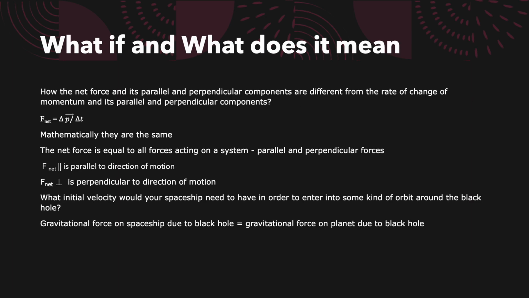So to answer the first question, the net force and the change in momentum are mathematically the same. So F net is equal to delta P by delta t. Net force is equal to the parallel and perpendicular forces on a system. And for the second question, the gravitational force on a spaceship due to the black hole should be equal to the gravitational force on a planet due to the black hole for the spaceship to enter an orbit around the black hole.